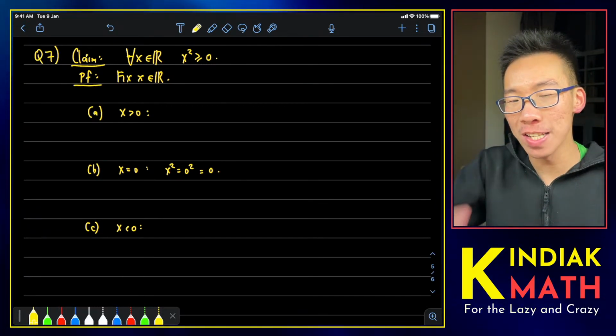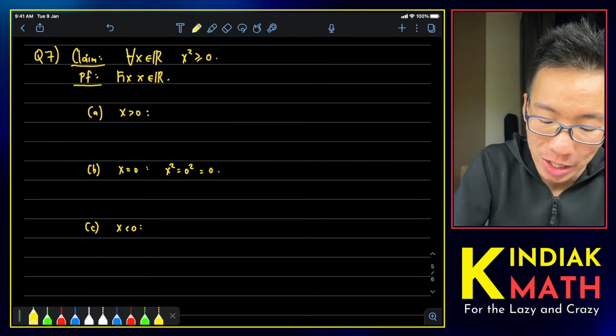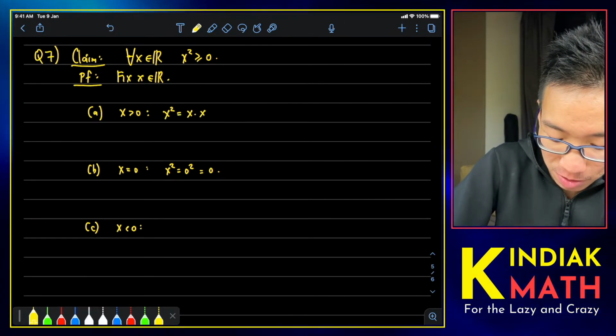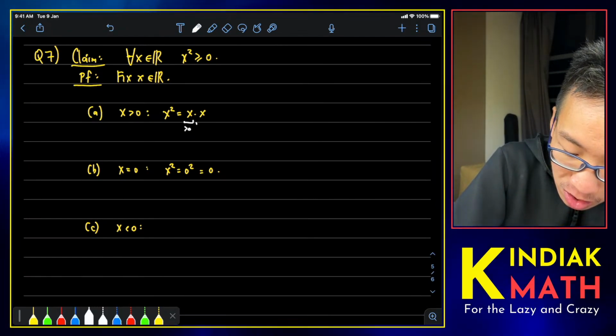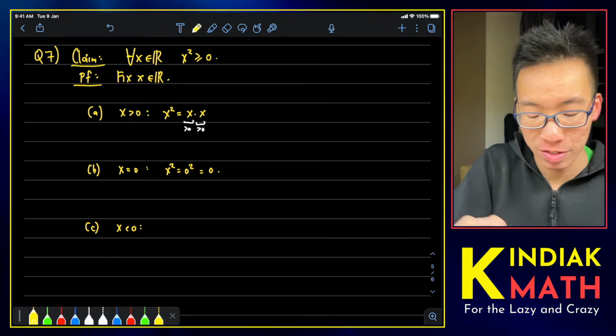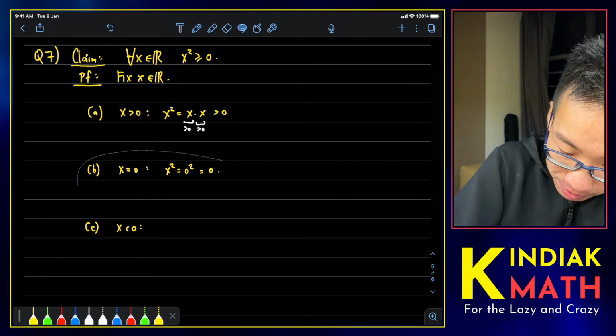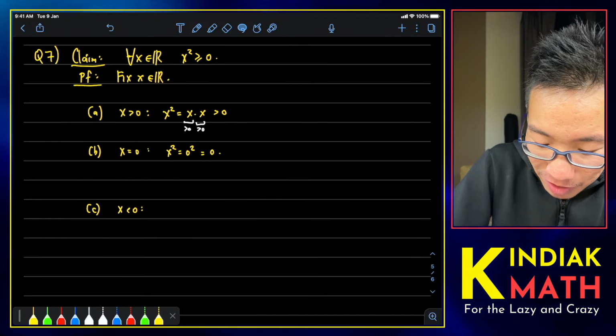Now if x is positive, something interesting happens here. X squared is actually a positive term times a positive term. And when you multiply two positive terms, you're going to get a positive term. So that works out well, and we didn't even need that much space.